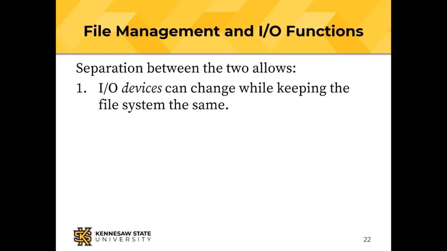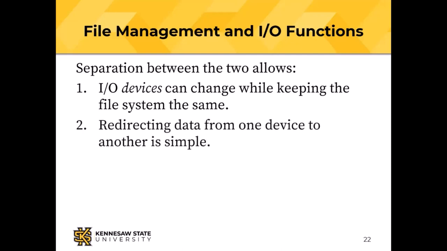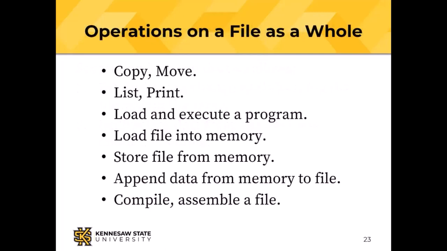Keeping file management and I/O separate, the I/O device can change without changing the file system, and redirecting data from one kind of device to another is simple. So here's a list of operations that we can perform on a file as a whole. We're doing something to the whole file, and the file management system just does that for us. Copy it or move it, list it, print it, load and execute it if it's a program, load a file into memory, and we can do that with data files, store a file from memory, append data to the end of a file, or if it is a source program, we can copy or assemble it.